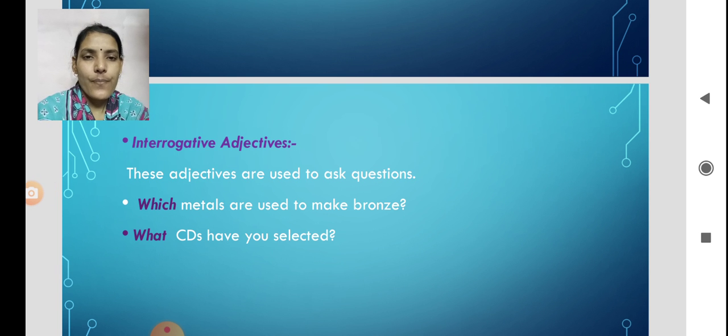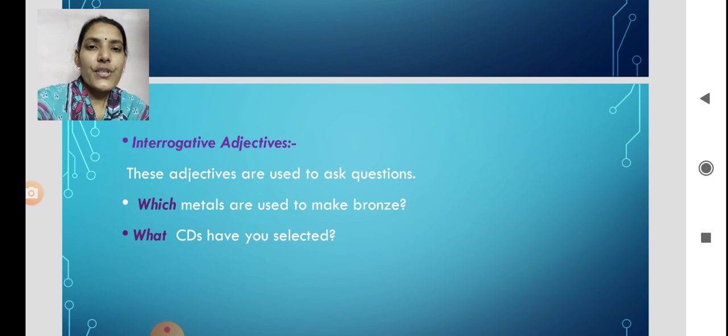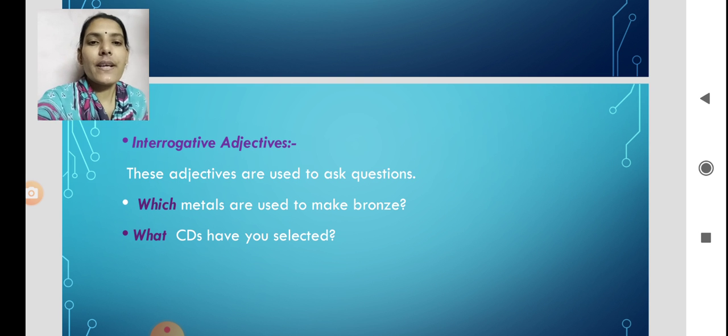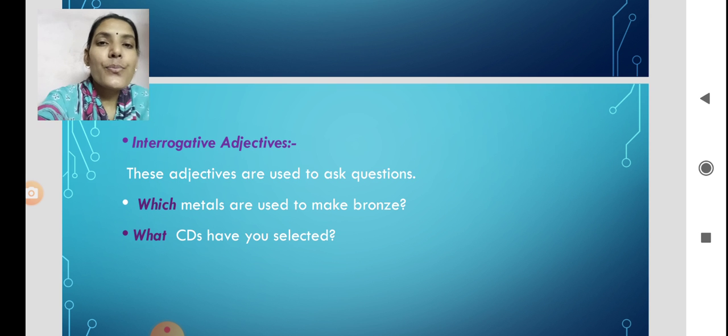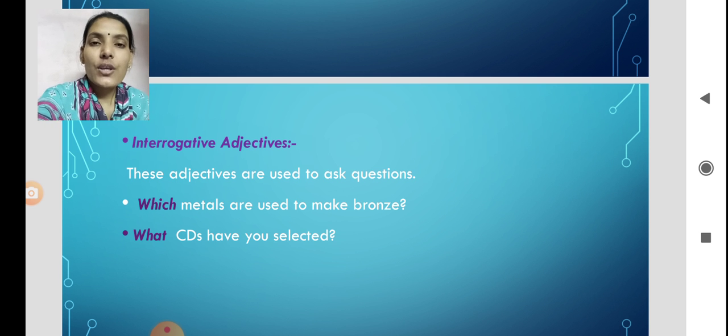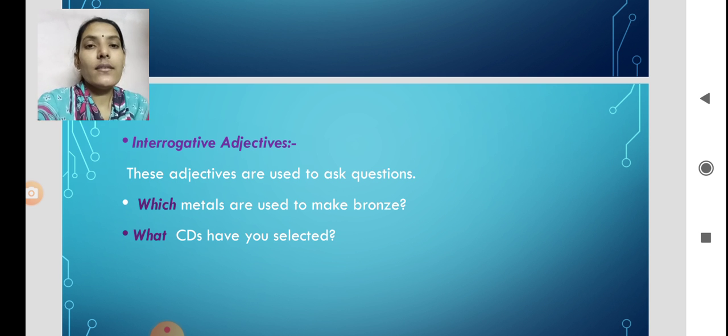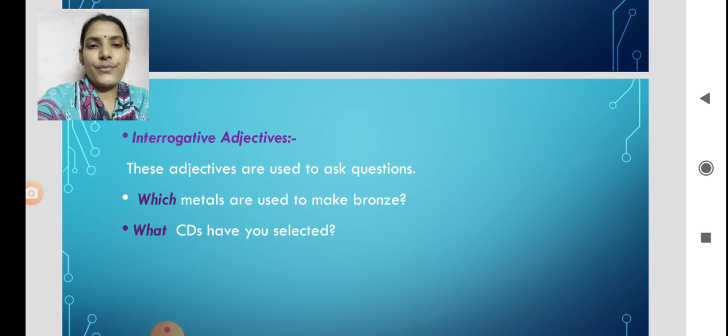Interrogative adjectives. These adjectives are used to ask a question. Interrogative means question. Which metals are used to make bronze? What cities have you selected? So here which and what both are interrogative adjectives.